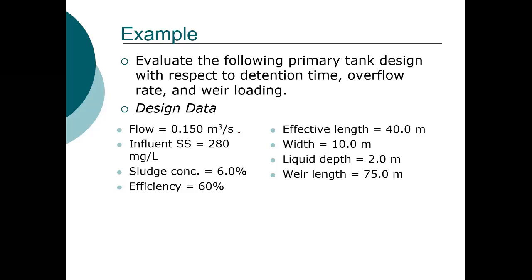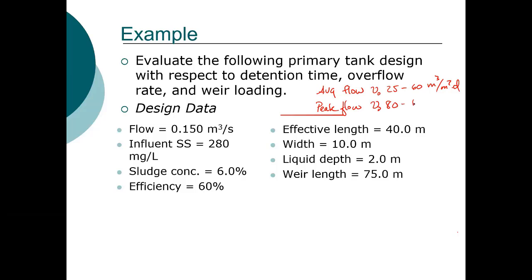So typically, we're looking at these systems. At average flow, our overflow rate typically will be between 25 to 60 cubic meters per meter squared per day. And at peak flow, 80 to 120 meters cubed per meter squared per day. Typical detention times are 1.5 to 2.5 hours.